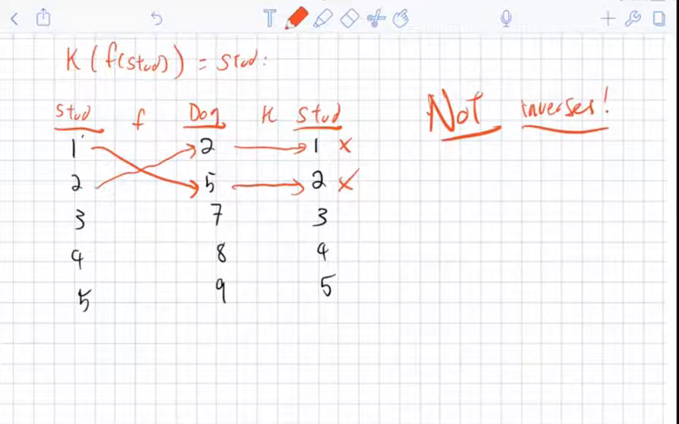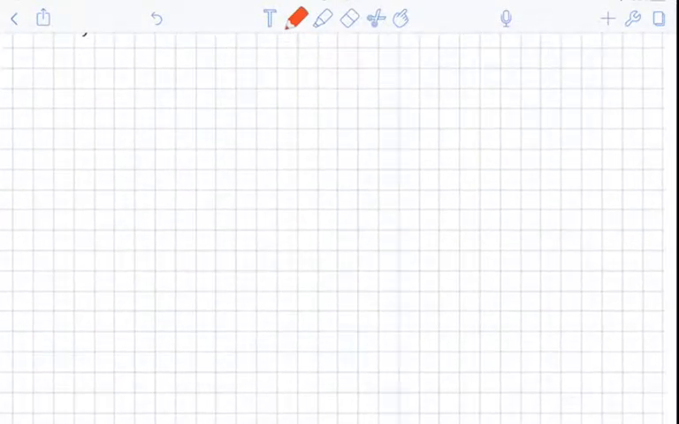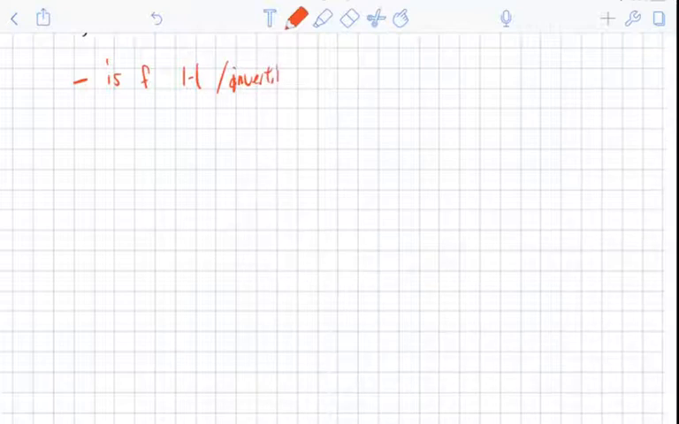Okay, so let's concentrate on the skills. We've gone through all the material. I want you to know what I need you to be able to do from this. Here's the set of skills. Number 1, is an arrow diagram function one-to-one or invertible? I need you to be able to tell me if it's invertible.